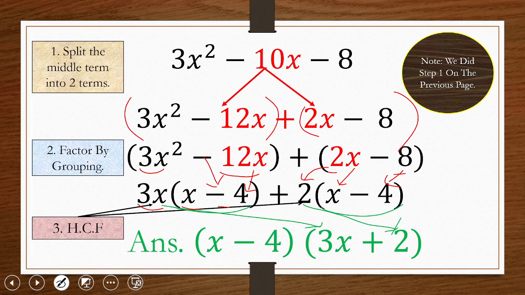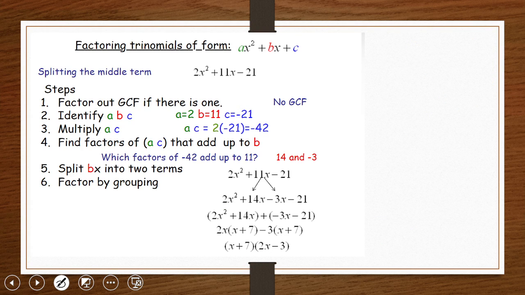Children, you have learned this chapter completely, splitting the middle term. It's a very easy thing. Now I will just show you again factorizing a trinomial in this form. Now we have to compare these two. Splitting the middle term, first step: factorize out the greatest common factor if there is one. There is no greatest common factor here, so we just continue.